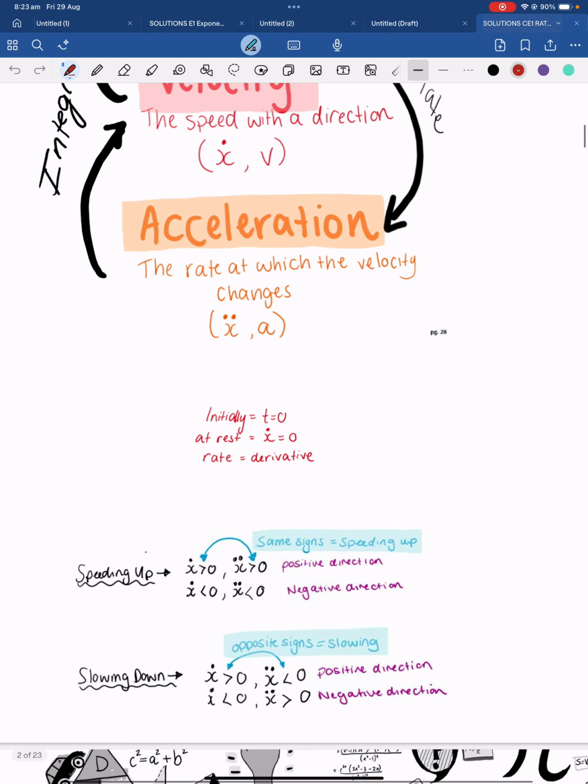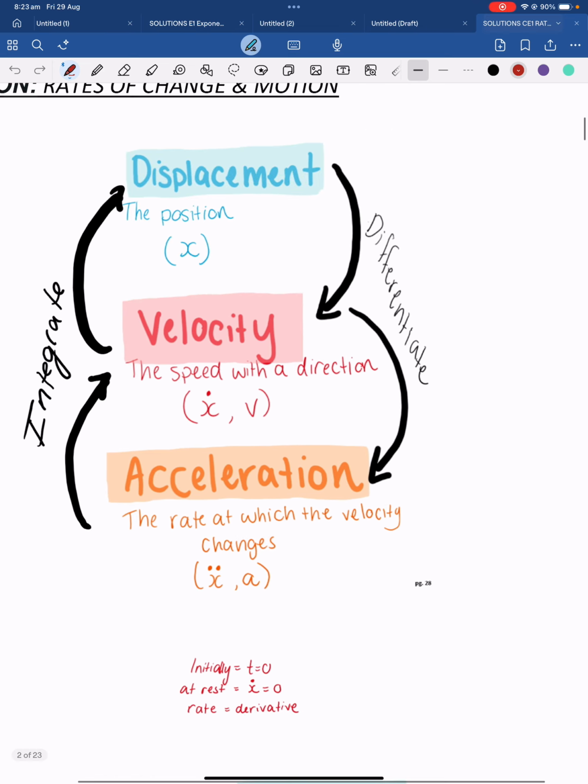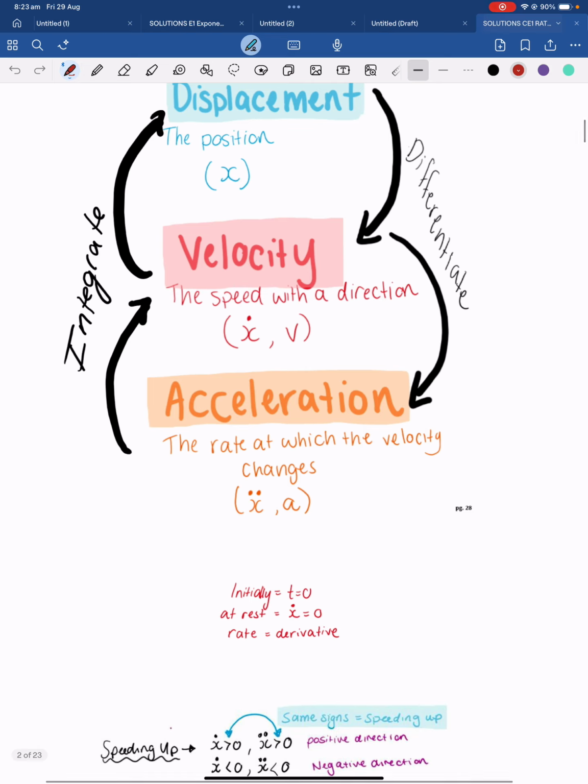Some little important tips. When you hear the word initially, that's at time equals 0. When we're talking about something being at rest, it can be at rest and have a displacement. So your car can be at rest down the road. It's got a displacement, but you aren't moving, right? So there's no speed, there's no velocity. So at rest means velocity is 0. And don't forget, when we see the word rate, it means derivative. So when it's asking you to find the rate of change, it's talking about the derivative.